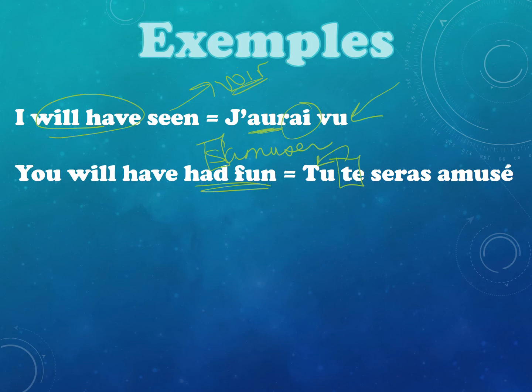Pronominal verbs, those verbs with the se in front, are always conjugated using être in our compound tenses. So, être, ser, and then a is the tu ending, and then amusé because it's an ER verb. Now, we don't know who this tu is, so we leave this in the standard form, so we don't add anything to it. However, if we knew that tu was feminine, we would add an E on the end.